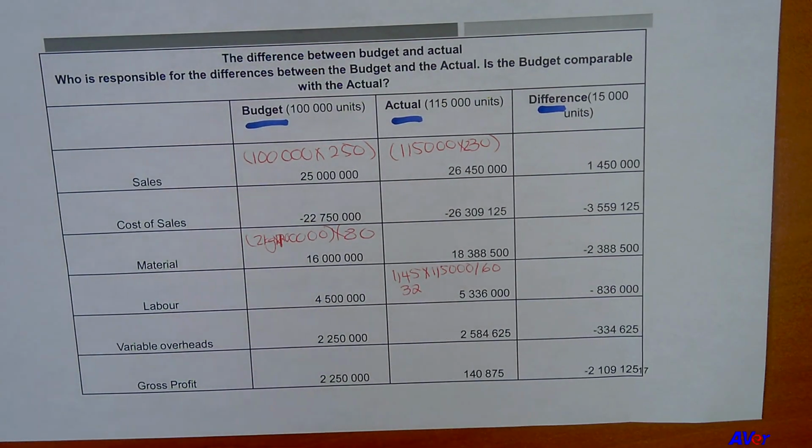So what you are looking at then is just trying to make sure that you understand at this point the basics of getting to the numbers that are given here. You understand how to get to the material, you understand how to get to the labor and the variable overheads and all those costs that are involved there.